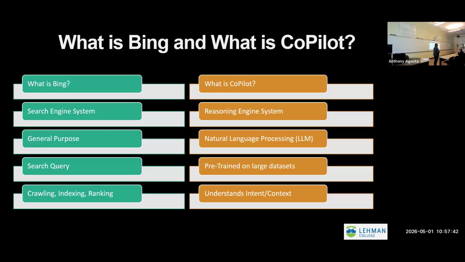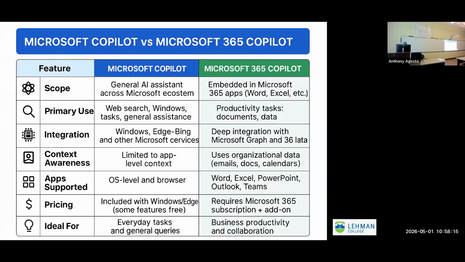Then you have Copilot, which is an AI system. Instead of artificial intelligence, I like to see AI as augmented intelligence, because it is actually supporting my work. And Copilot is classified as using large language models. It's pre-trained on large data sets, and of course, it understands intent and context and even cultural nuances.